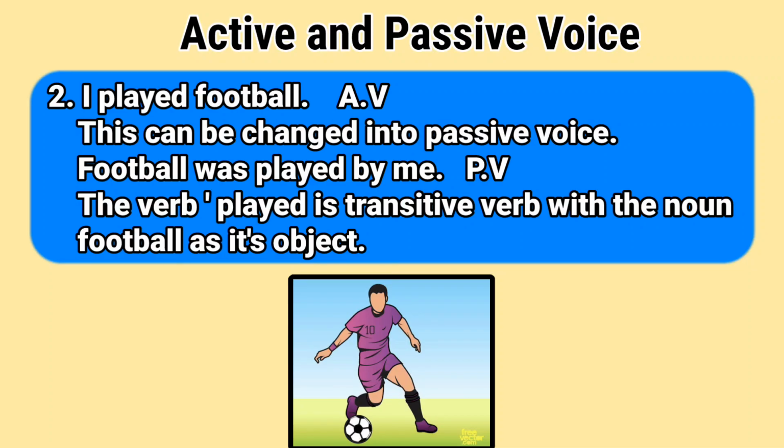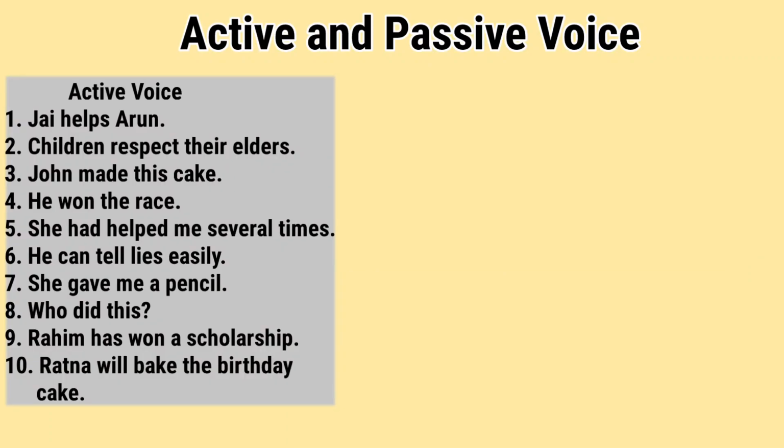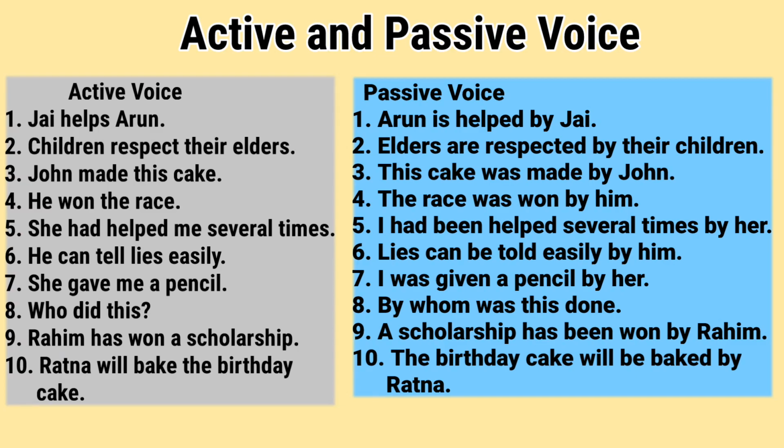Now let me give some more examples to understand better. The first will be active voice and it will be changed to passive voice. Jai helps Arun. Arun is helped by Jai. Children respect their elders. Elders are respected by the children. John made this cake. This cake was made by John. He won the race. The race was won by him.